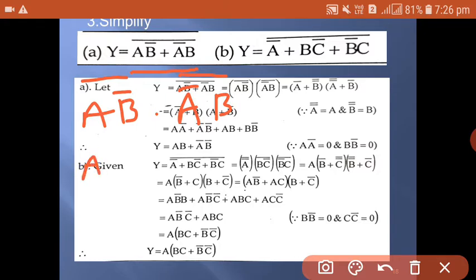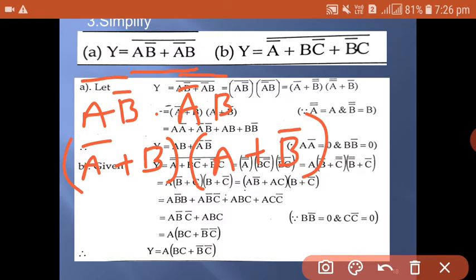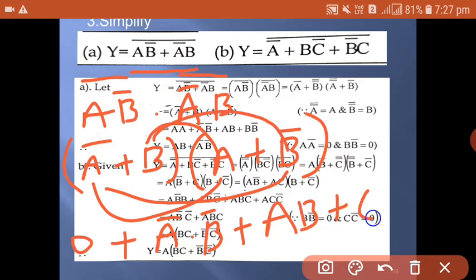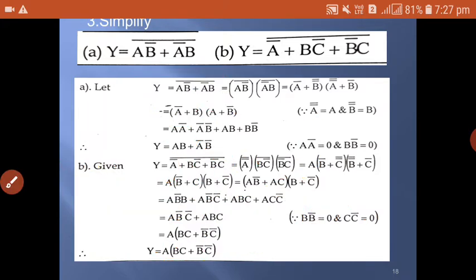We will be getting (a bar plus b bar) whole bar, which will give you b. Next, what you will be getting will be a plus b bar. Again if you multiply a bar into a, it will give you 0, plus a bar into b bar, which is nothing but a bar into b bar, plus b into a, that is ab, plus b into b bar, which gives you 0. So the result will be ab plus a bar b bar. So for the first example, the minimized expression will be ab plus a bar b bar.